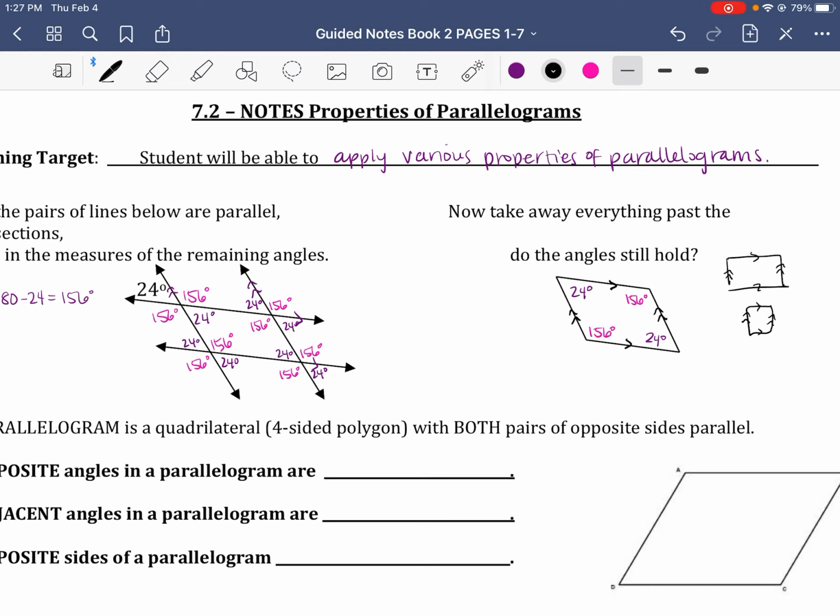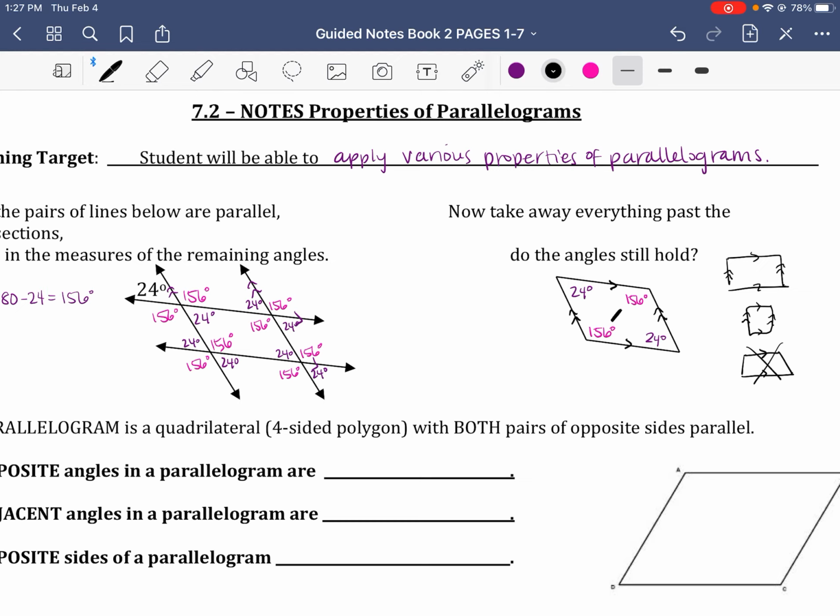Other quadrilaterals, like this one, which is a trapezoid. Trapezoids only have 1 set of parallel lines. The other lines don't have to be parallel, so this one is not a parallelogram, even though it's still a quadrilateral because it has 4 sides. So to be a parallelogram, it needs 2 sets of parallel sides, and it has to have both sets, okay? When you have 2 sets of parallel sides, these angle relationships always hold.